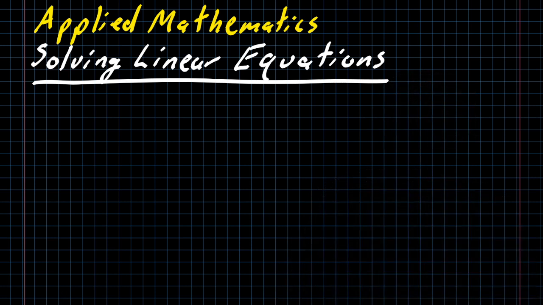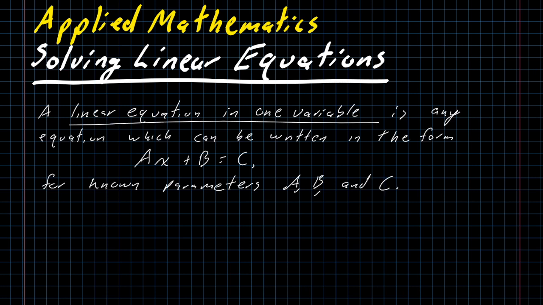A linear equation, and I should stress here we're talking about a linear equation in one variable. There can be linear equations in 2, 3, and more variables, which we will talk about a little bit later on in this course. But a linear equation in one variable is any equation which can be written in the form ax plus b equals c for known parameters a, b, and c.